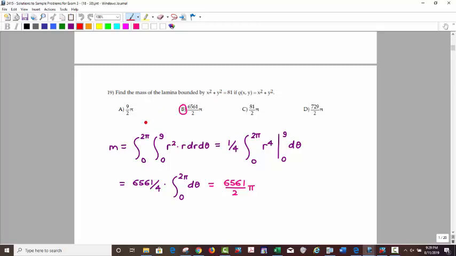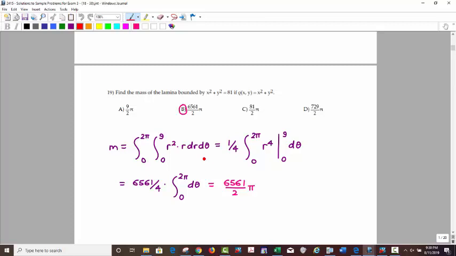Full circle means you're going to go from 0 to 2 pi in your outer limits for theta. And then the radius will be 0 to 9. Now the r squared here comes from that x squared plus y squared for the density function. And then, of course, anytime that you use polar, you always have that r dr d theta.